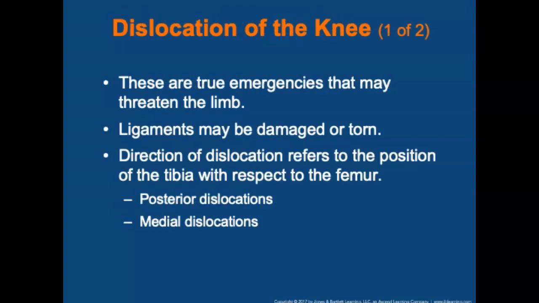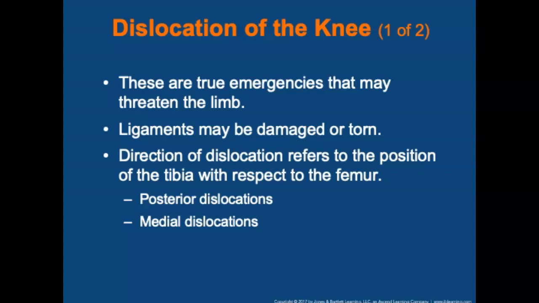Dislocations of the knee are true emergencies that may threaten the limb. When the knee is dislocated, the ligaments that provide support to it may be damaged or torn. The proximal end of the tibia completely displaces from its juncture with the lower end of the femur, usually producing a significant deformity. Always check the distal circulation carefully before taking any other step. The direction of the displacement refers to the position of the tibia with respect to the femur. Posterior knee dislocations are the most common, occurring in almost half of the cases.